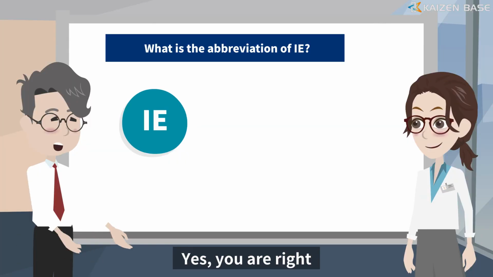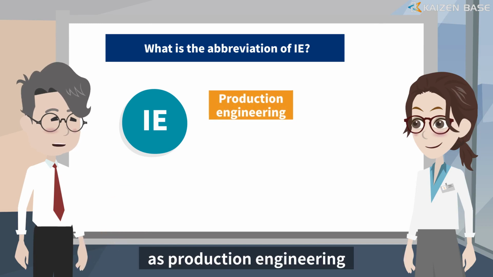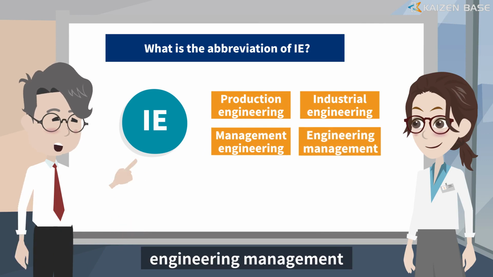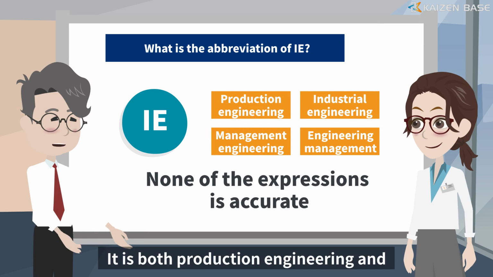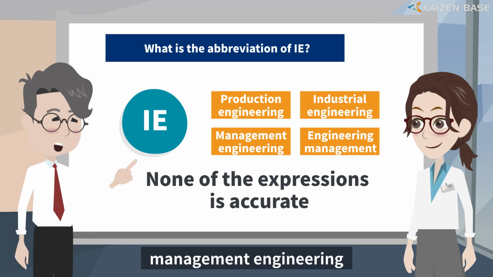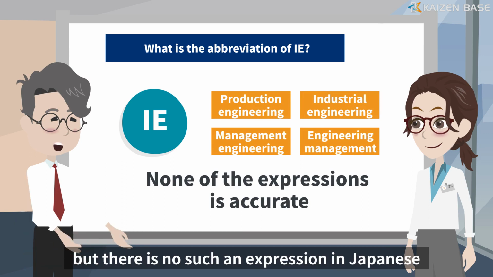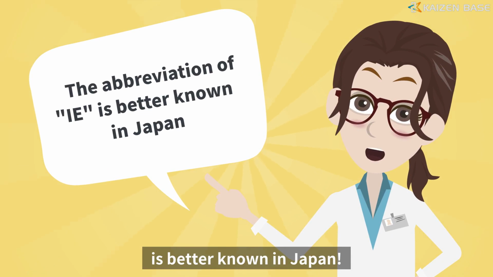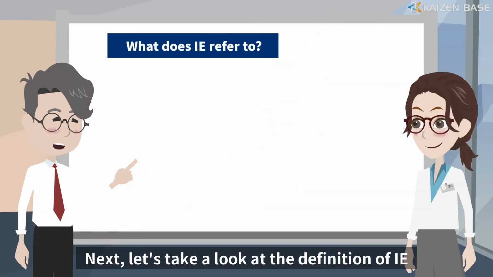Yes, you are right. However, although it is often translated as production engineering, industrial engineering, management engineering and engineering management, none of the expressions is accurate. It is both production engineering and industrial engineering, management engineering as well as engineering management, but there is no such an expression in Japanese. So that's why the abbreviation of IE is better known in Japan. Next, let's take a look at the definition of IE.